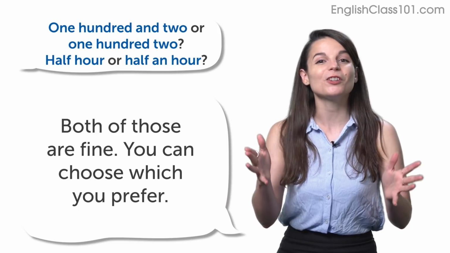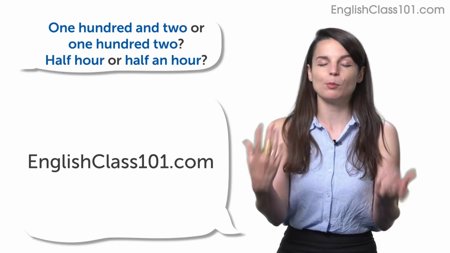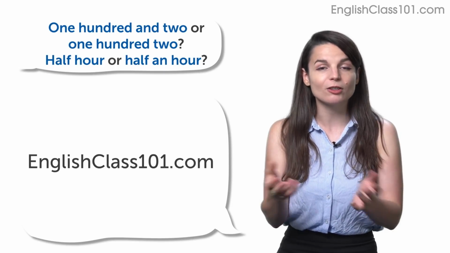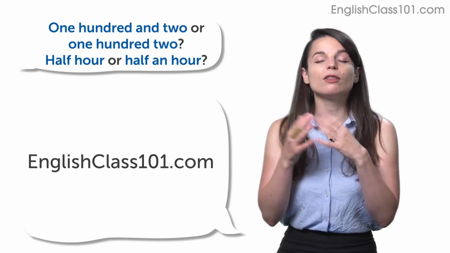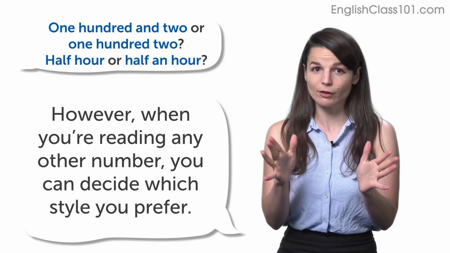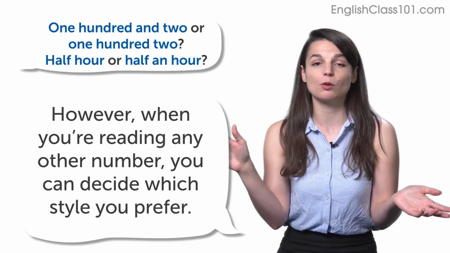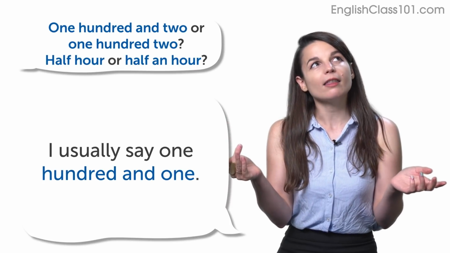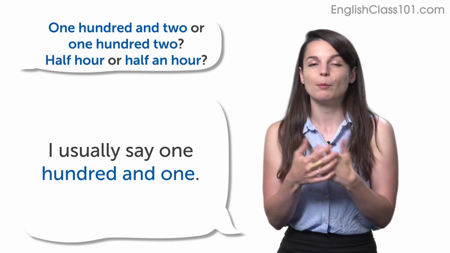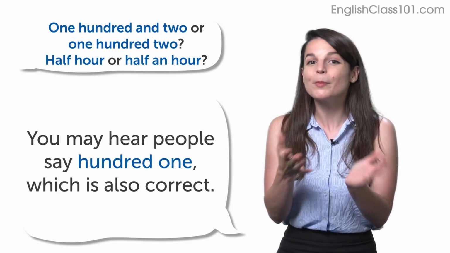Both of those are fine. You can choose whichever you prefer. So for example, in our channel name, English Class 101, we typically say 101 because that's the pattern we use for school, for college level classes or maybe other level classes. In those cases, the pattern we use is to read the numbers individually, 101. However, when you are reading any other number, you can use either pattern you prefer. 101 is fine. 101 is fine. I think I probably usually say 101, that's probably what I would say, or 102. But you may hear people say 101, 102, and drop that and in the middle. So it's up to you for that one.